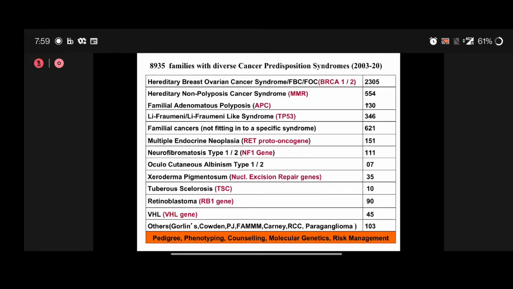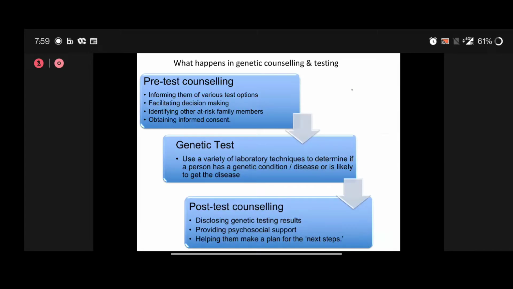This is my old slide. Almost any cancer could have a syndromic or hereditary form. And of course, HBOC and Lynch syndrome are the most common hereditary cancer syndromes, but there is a long list of hereditary cancer syndromes. So what happens in genetics clinic?